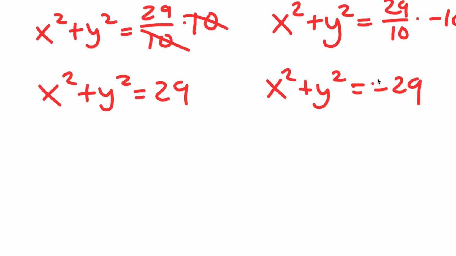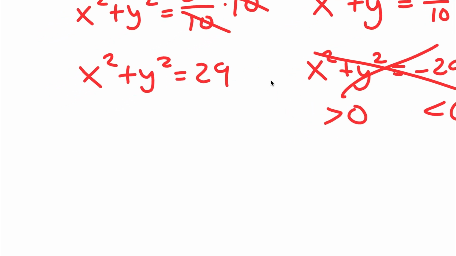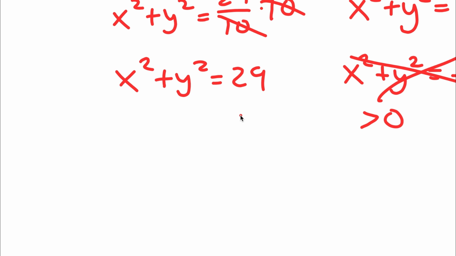Right here we have a contradiction because x squared plus y squared has to be greater than 0, because anything squared is positive. So a positive number plus a positive number has to be positive. So this is greater than 0, but then we have a negative number here, which is less than 0. Meaning, there's no solution for this. So we only have our first case left.